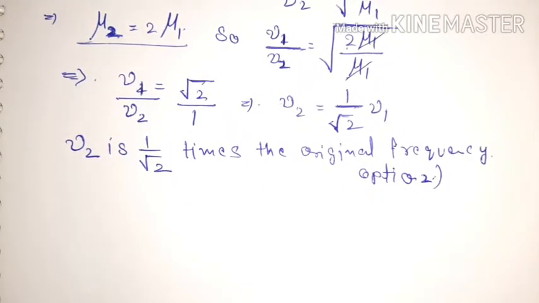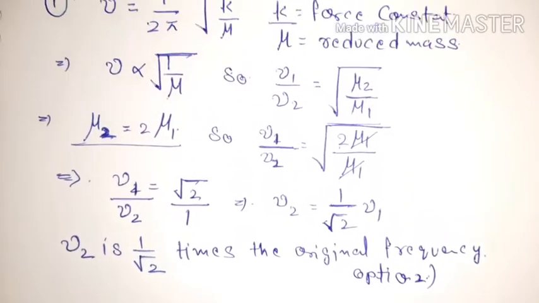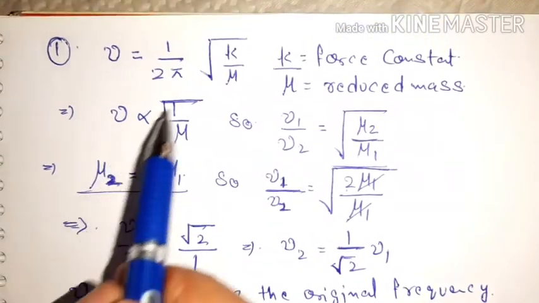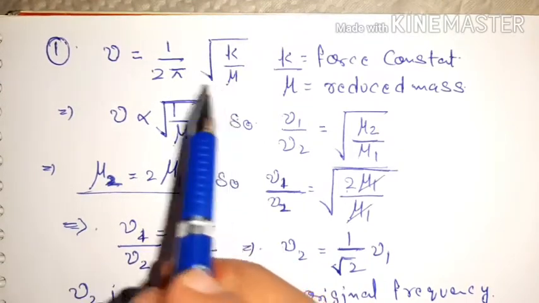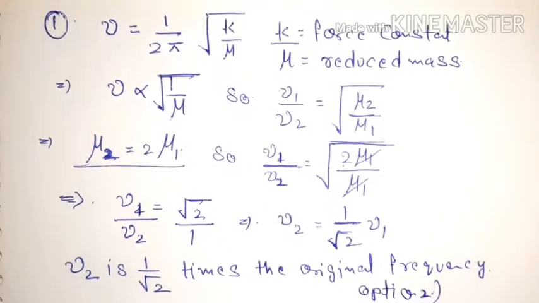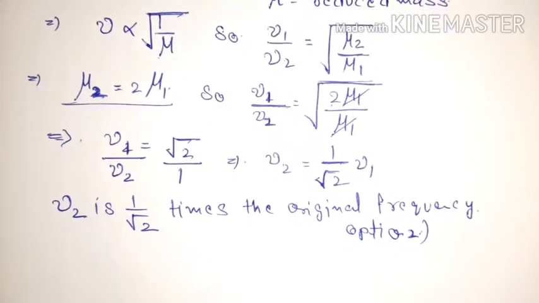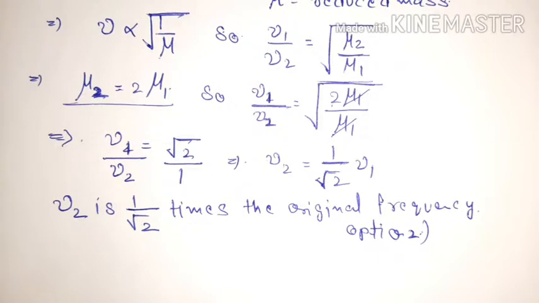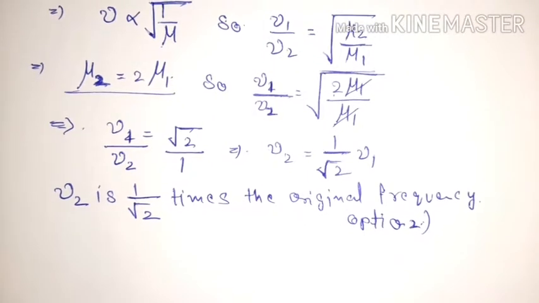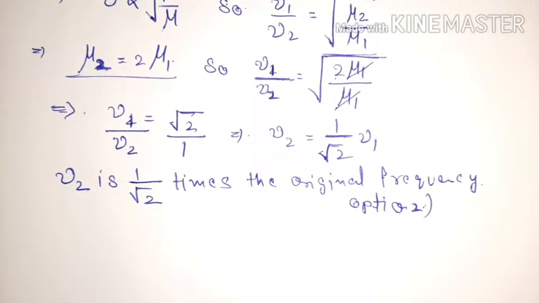Okay, understand? See once again the solution. You can just put this simple formula, the relationship between vibrational frequency and reduced mass, and by this relation you can solve this question. So the answer should be your option number second, that is 1 by root 2 times the original frequency. Understand? So this is the solution of your question, and it came for 2 marks.